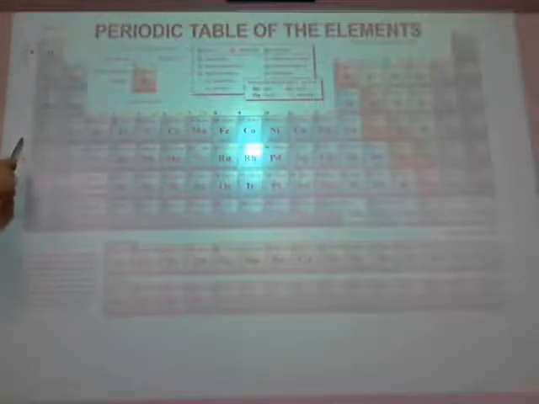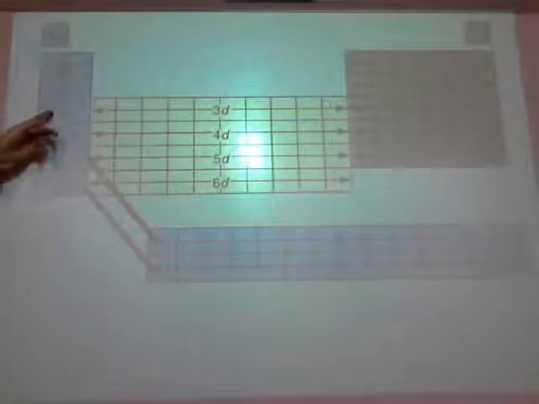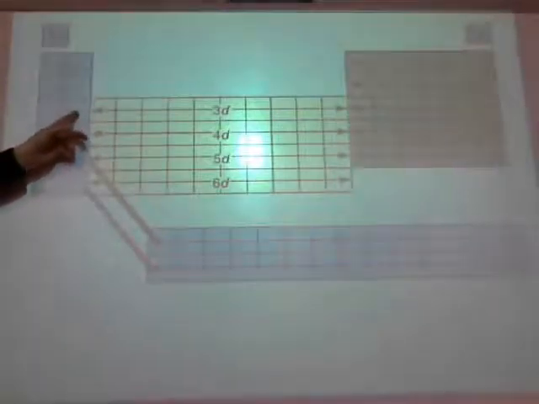Potassium, fourth one down. Highest energy level is going to be 4. What's the next letter I'm going to write for it? Where is potassium? It's in the S block, 4s, right? How many over is it in that block? It's the first one. So the last thing I would write for potassium would be 4s1. 4s1 will be right here. 4s2.